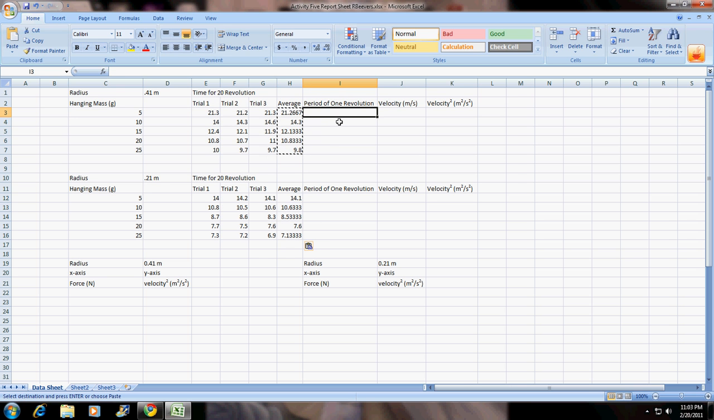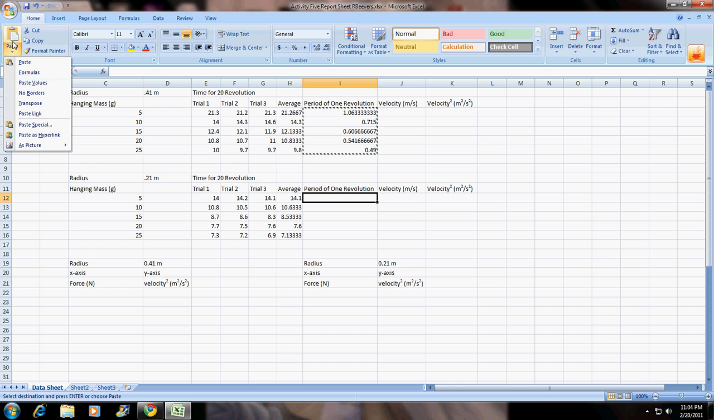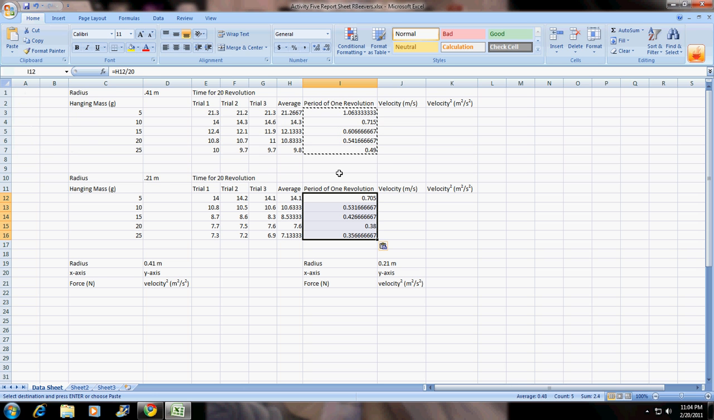Next I need it for one revolution, so I need to take the average and divide it by 20. I put an equal sign, click on the average, and divide it by 20, and that gives me the period of one revolution, one turn. Again, I click on the black square, it becomes a plus, left click, drag, copy, go down here, paste, and so now I have that data for this set of data.